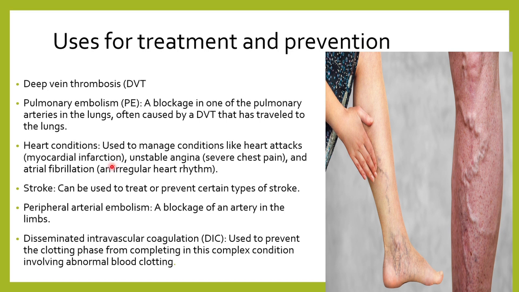In certain heart conditions, the patient may have a heart attack with a blockage, unstable angina, or atrial fibrillation. When the heart flutters, it can dislodge a clot and cause severe complications. To prevent such complications, doctors put them on heparin. In stroke, to prevent the complication of paralysis and to prevent the blood vessels in the brain from forming a clot, we put them on anticoagulants like heparin. In peripheral arterial embolism, or in DIC, to prevent abnormal blood clotting, we give the patient heparin.